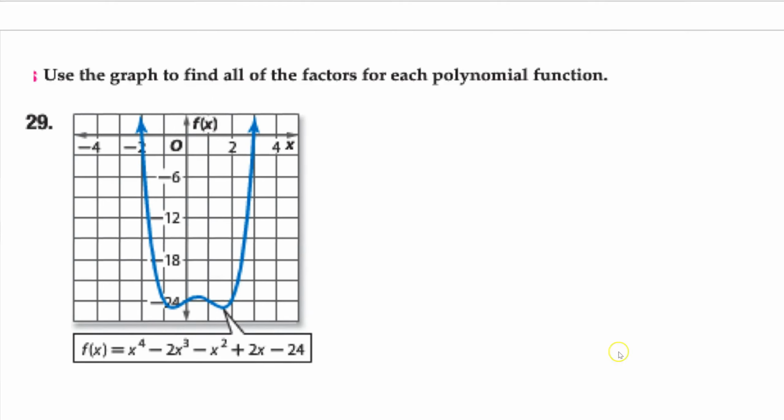So look at this one. They want us to use the graph to figure out all the remaining factors. So how does this work? Well, first of all, let's talk about how many factors there should be. There should be 4 factors, right? It's x to the 4th, so there should be 4 factors.